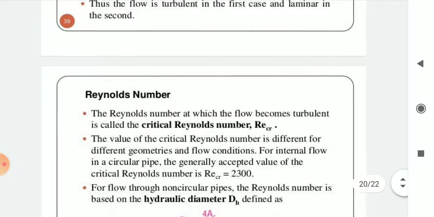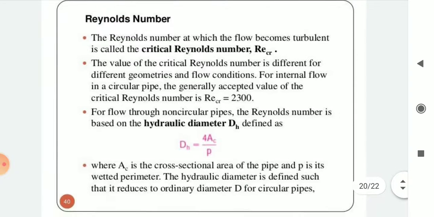Okay, so the Reynolds number at which the flow becomes turbulent is called the critical Reynolds number, that is Re CR. Okay, the value of the critical Reynolds number is different for different geometries and flow conditions. For internal flow in a circular pipe, the generally expected value for the critical Reynolds number is Re CR equal to 2300.